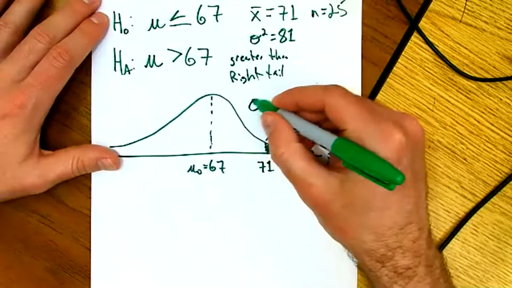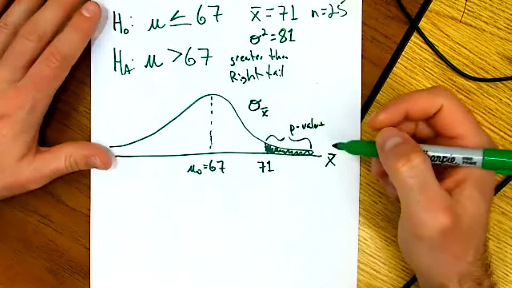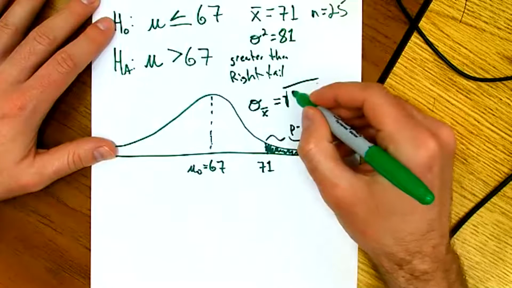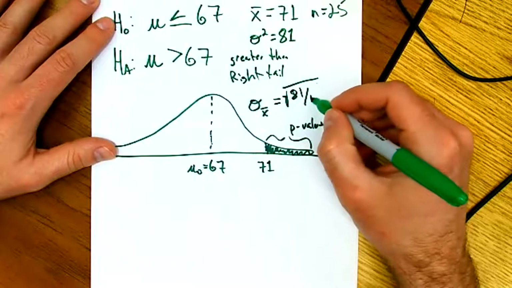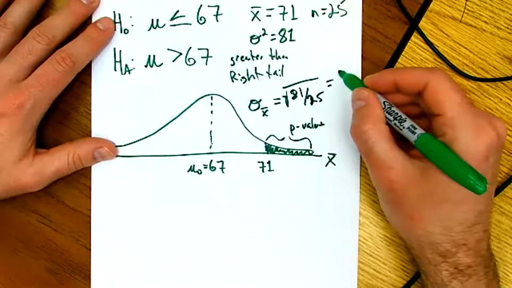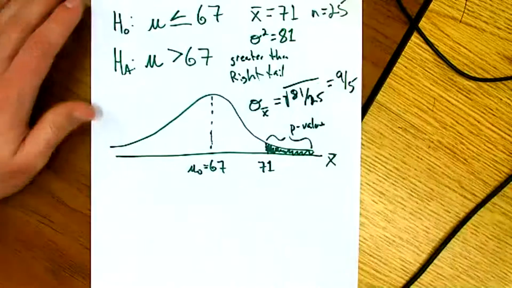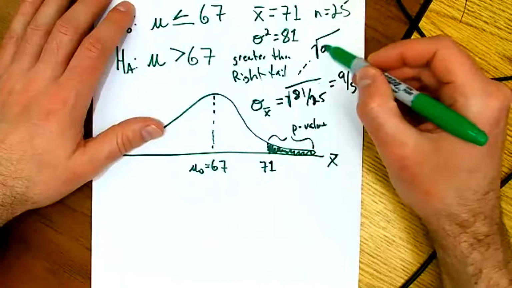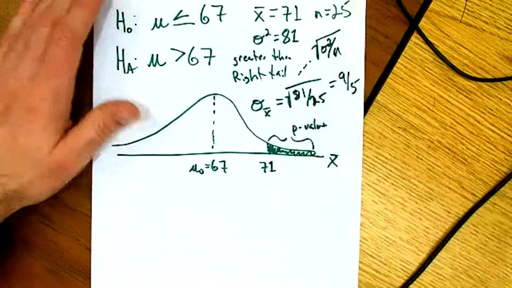Now, I could calculate an intermediate step, which is the standard deviation of my sample means. That's just the square root of my population variance over my sample size, what, 25? So I think this ends up being, what, 9/5? And that's kind of where this came from. This is kind of the more general form. This is just something we've been using.